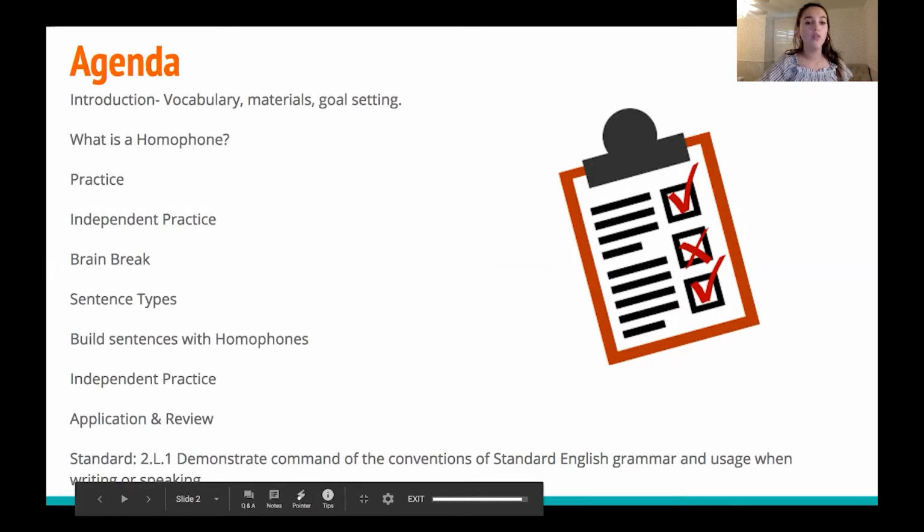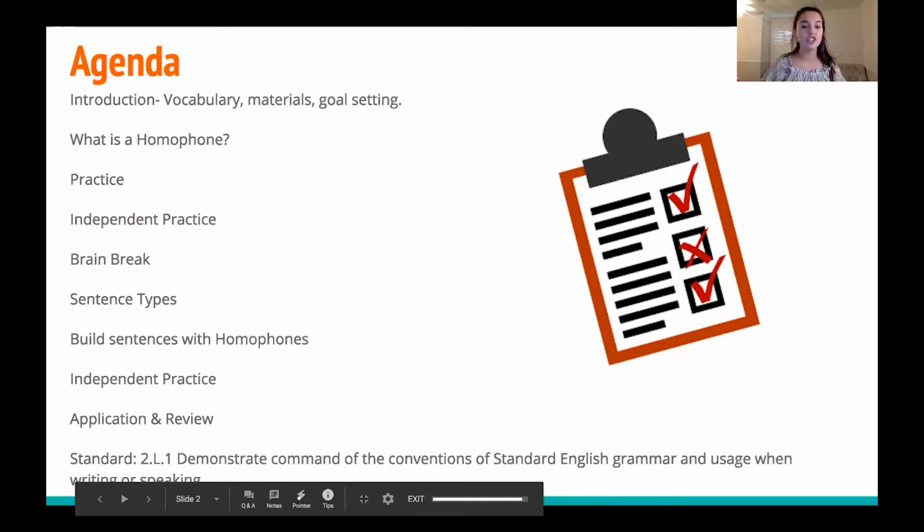First, we're going to go over homophones. I'm going to tell you guys what is a homophone, give you some examples. We're going to practice with that a little bit. And then I'm going to let you guys actually do that on your own and figure out some homophones on your own, which will be awesome. We'll take a quick brain break, and then we will move on to sentence types, which is kind of the second part of what we are learning about today.